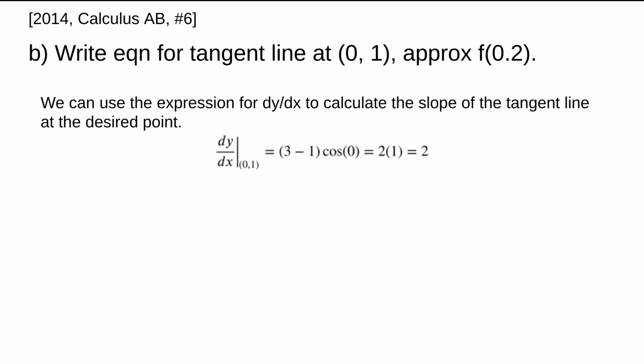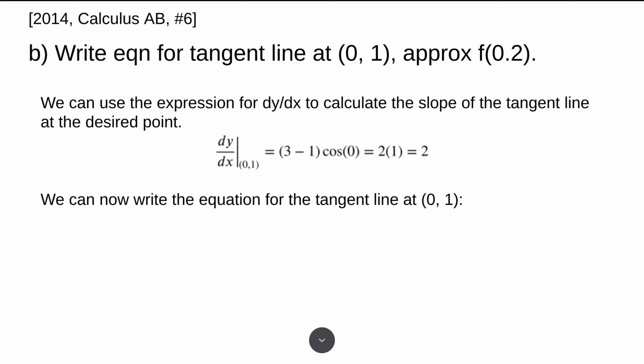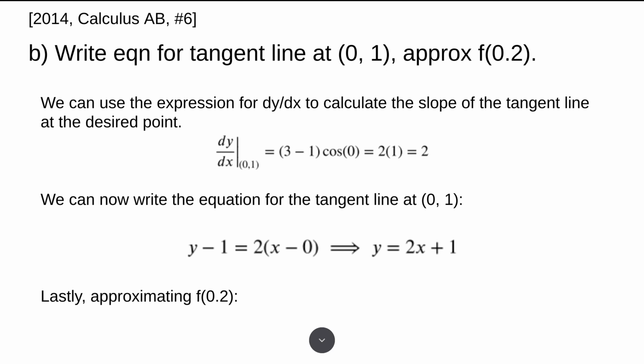And then we can use the point 0, 1 to write this in point slope form. For this problem, it's going to be convenient to have this in slope intercept form, but not necessary. So we have this tangent line y equals 2x plus 1, and if we want to approximate f of 0.2, we can just replace y with f of 0.2 and replace x with 0.2, and f of 0.2 would be 2 times 0.2 plus 1, or just 1.4.